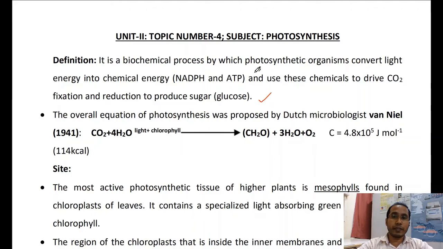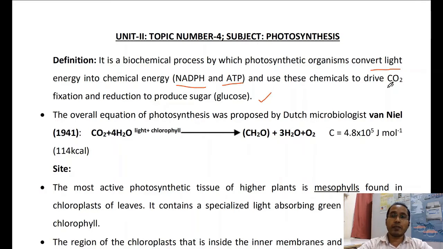First step is light reaction. What is going on in the light reaction? They are producing NADPH and ATP. These are both energy-producing molecules. So these particular compounds are synthesized in the first step.